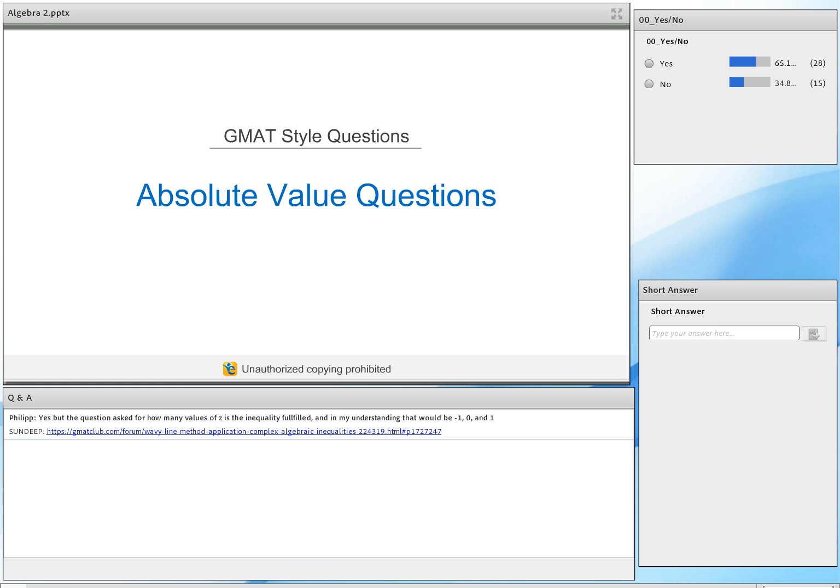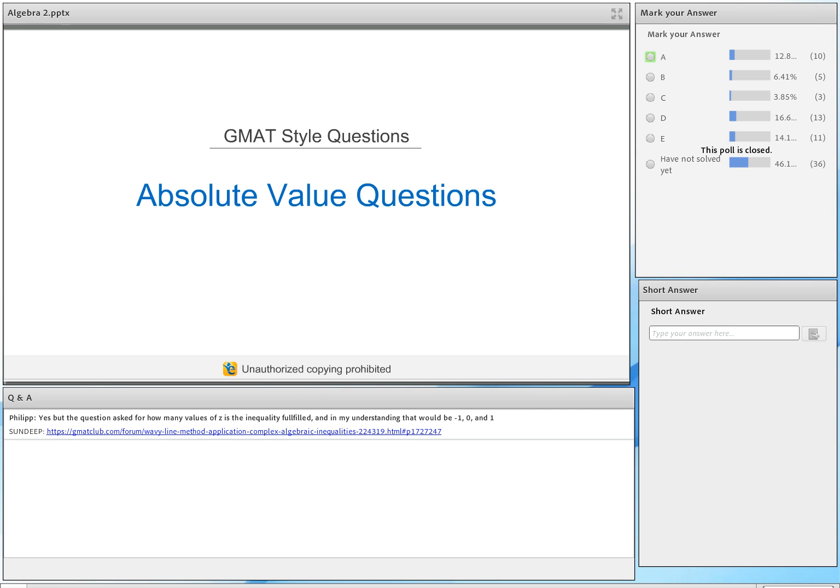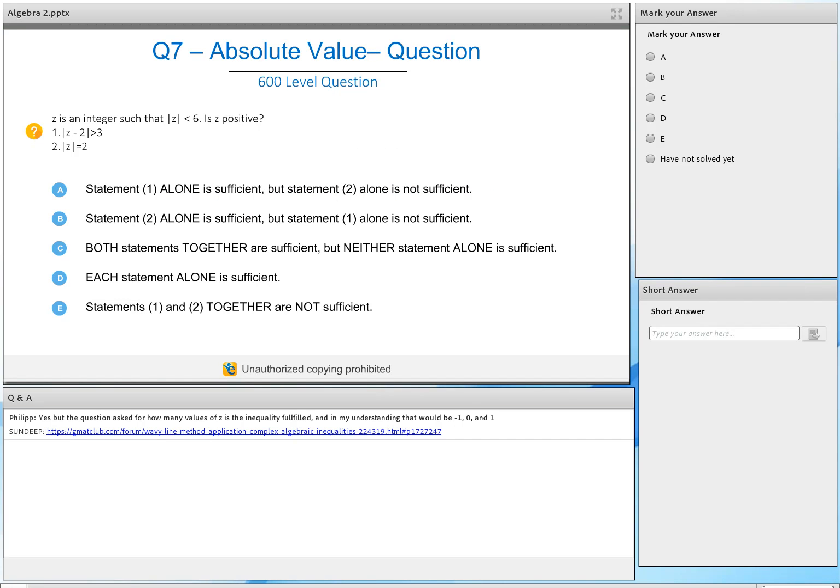All right, let's go into solving our first data sufficiency question. The first one is relatively straightforward, with very basic applications, so make sure to apply your conceptual understanding. Let's click on have not solved yet. All right, here you go.